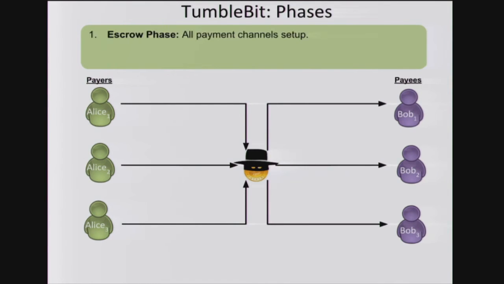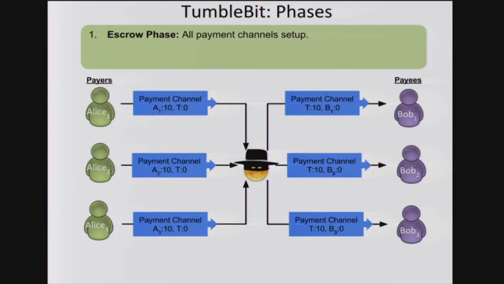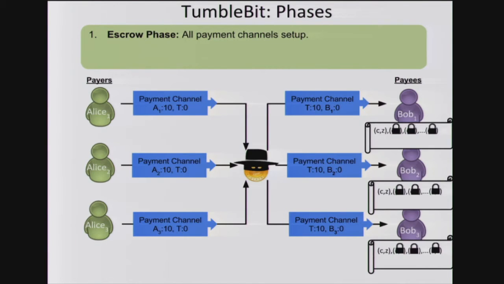So TumbleBit uses 3 phases. In the first phase, all the payment channels are set up. And each of the Bobs are given ciphertext and RSA puzzles. Now, we want to be able to make multiple payments. We don't want a payment channel that you can only use once. So there's actually additional ciphertext and RSA puzzles. Each one gives an additional Bitcoin to increase the payment channel. But we don't want Bob just to solve the last one and say get 10 Bitcoins. So each puzzle is actually locked until Bob finds the signature and then can use the signature to unlock the next RSA puzzle. The next stage is the payments phase.